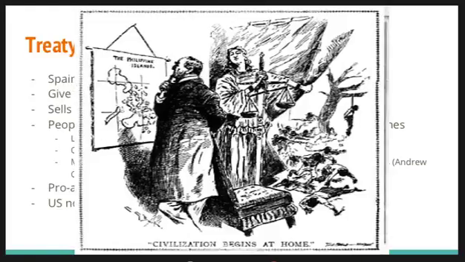Here's another one, which is critical of the United States taking over the Philippines, with McKinley looking at the map, but then Justice is pulling back the curtain and showing that the United States says they're going to civilize the Philippines, and yet they can't even civilize their own country. It's mocking the United States for not doing anything about lynching, which was happening in the southern United States.